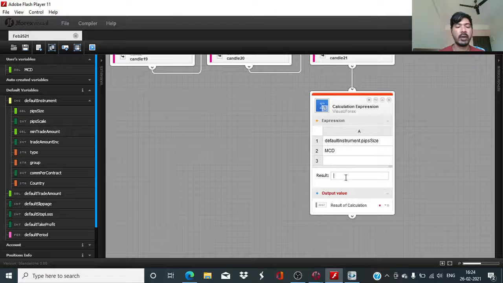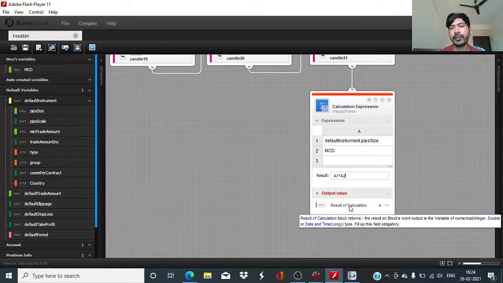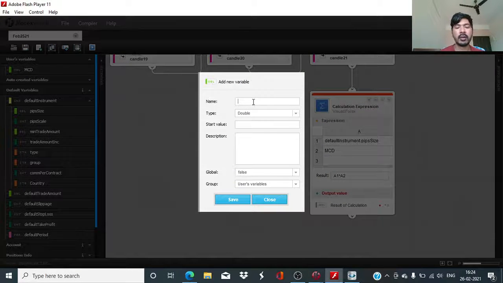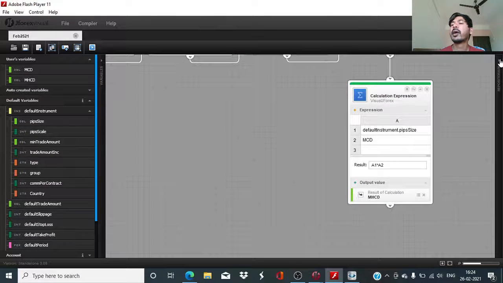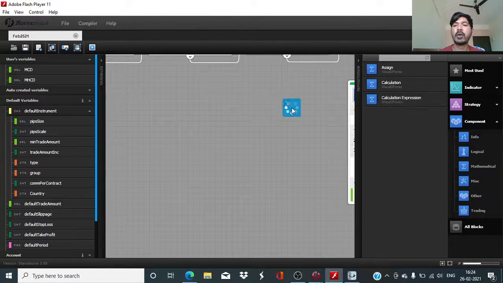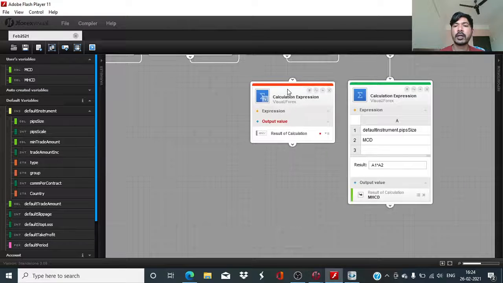Let us name it minimum candle difference, and its value is going to be 3 pips, and we will do A1 into A2, and this will be minimum historical candle difference. Okay, and one more calculation expression block to look at the actual difference.